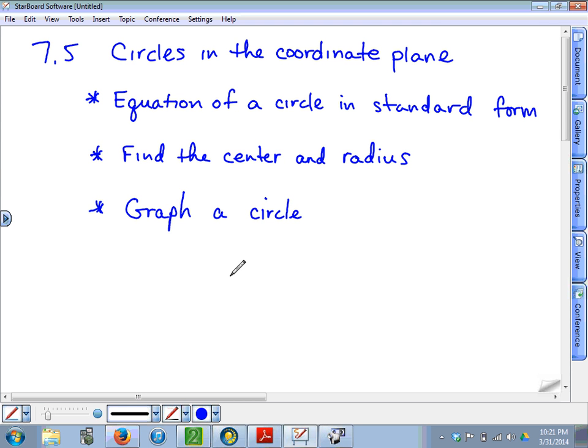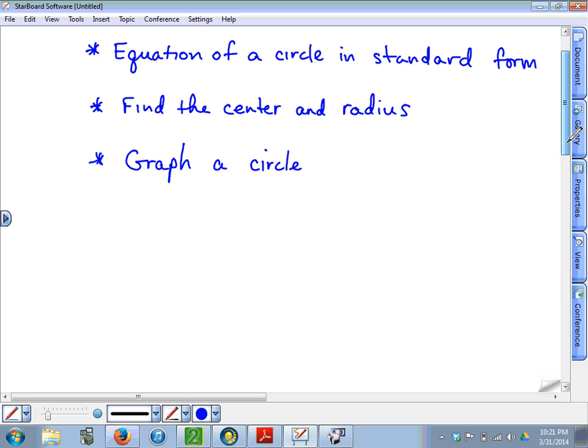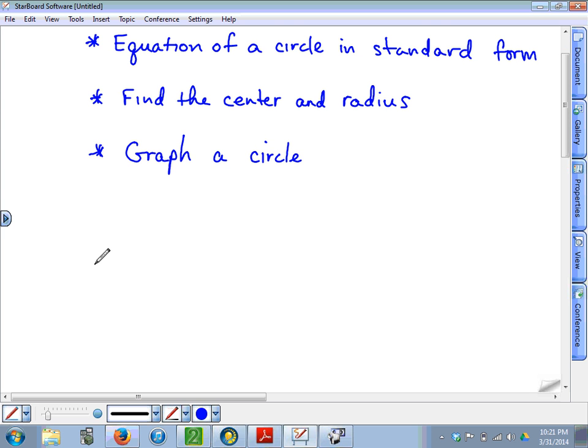This is a pretty easy lesson. There's not much to it. The equation's easy. Finding the center and the radius of a circle in standard form is pretty easy. And once you have the center and the radius of a circle, it's pretty easy to graph it as well. So the equation of a circle in standard form, let's talk about that.